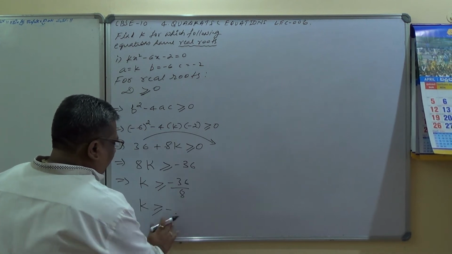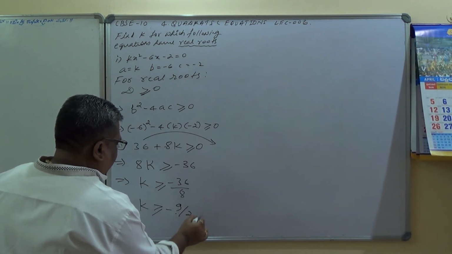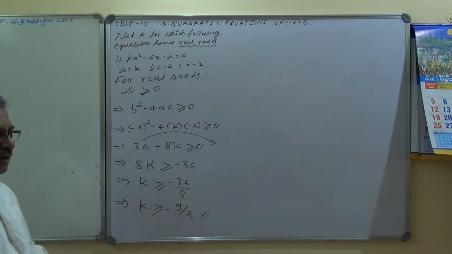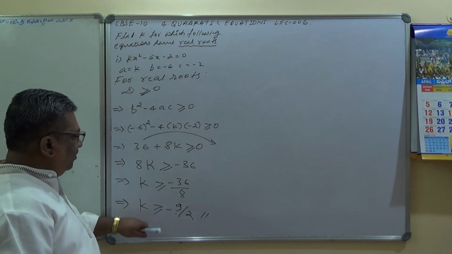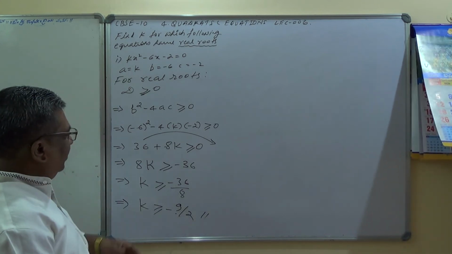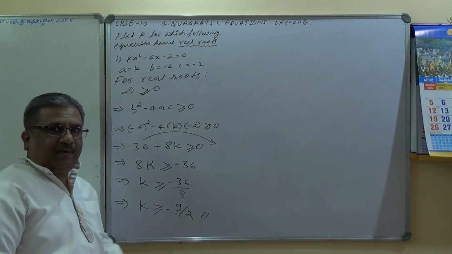Nine by 2 should be your answer, isn't it? Check it. K equals minus 9 by 2. K should be greater than or equal to minus 9 by 2. Very typical. Please note it down.